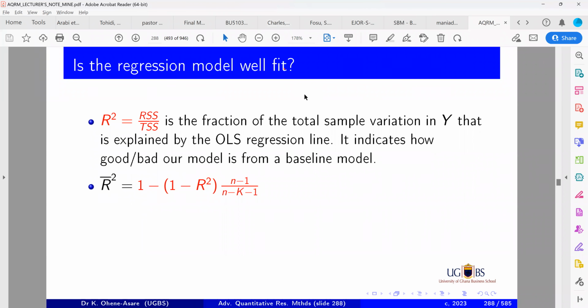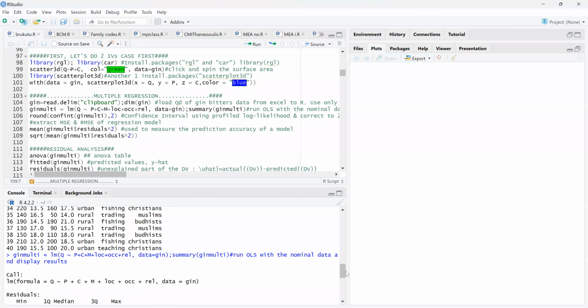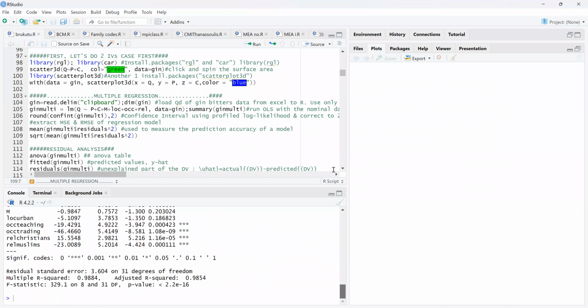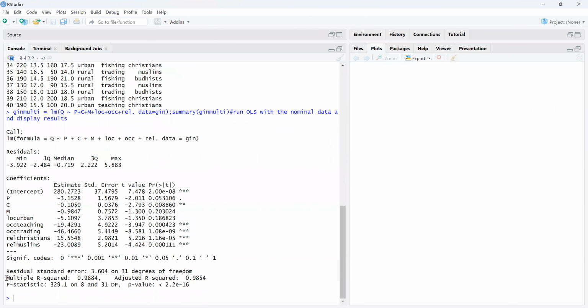So let's look at our data. Is our regression model well fit? One way to do that is to check the R square in the model. So I'm going to go back to the model and check the R square. That is down here. In R, it's called multiple R square. And of course, the adjusted is also here. And like you can see, the adjusted is slightly lower than the R square, just as we indicated. All right. So what is the value of R square? Basically, it's 99%.